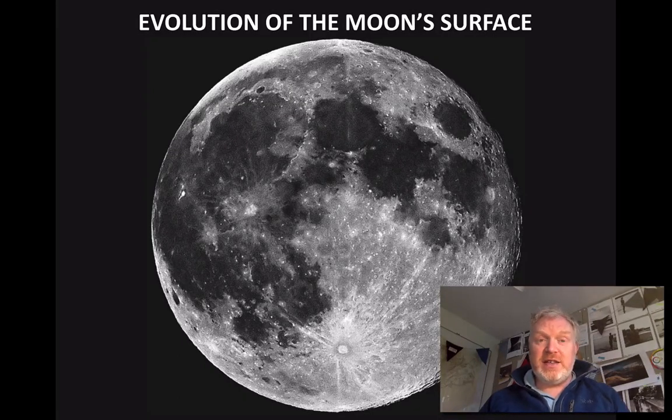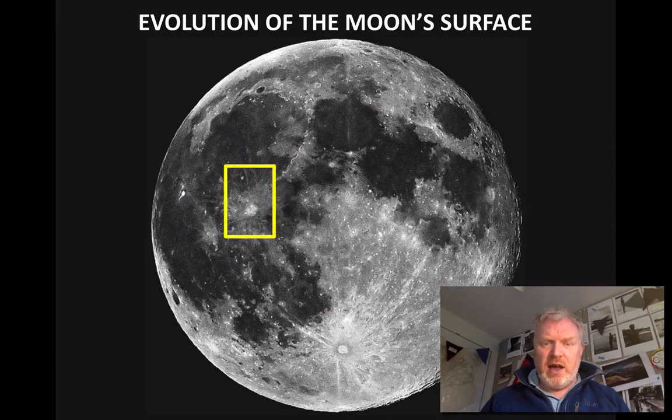Hi, this lesson is all about how the moon's surface evolved over time. Last lesson, we looked at some of the main features of the lunar surface, identifying the terrae and the mare, and looking at some of the differences between them. What I want to do in this lesson is focus on a small part of the moon's surface, highlighted here on the photograph, in and around the crater that we call Copernicus.